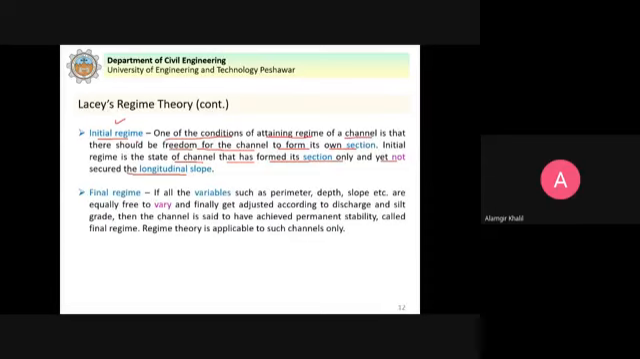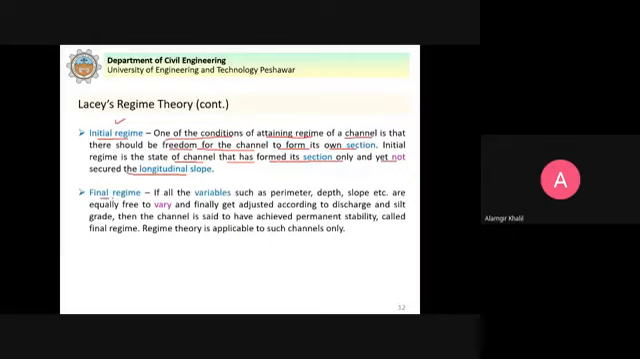The bed slope of the channel varies. And why will the bed slope of the channel vary? If the channel is constructed with a defective slope, it will try to adjust its slope. So initial regime is the state of the channel that has formed its section only and yet not secured the longitudinal slope.